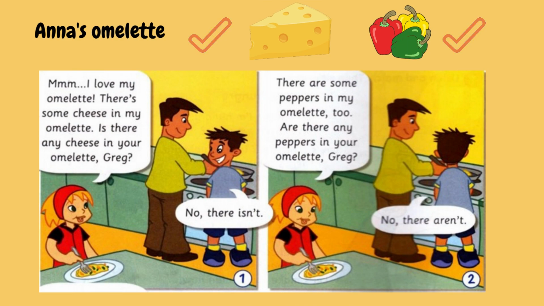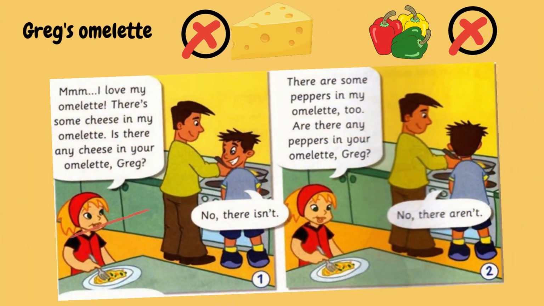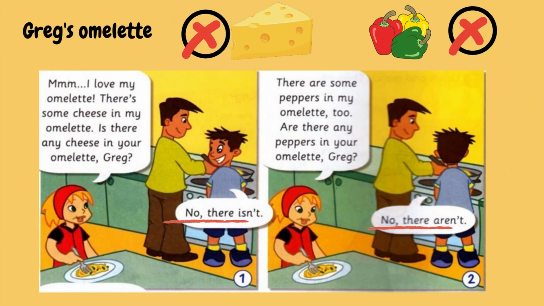So in this story, we know that in Anna's omelette, there's some cheese and there are peppers in her omelette. And we also know that in Greg's omelette, there is no cheese and there are no peppers.